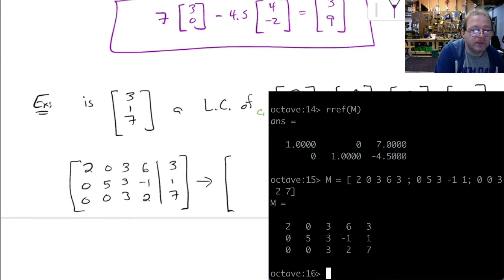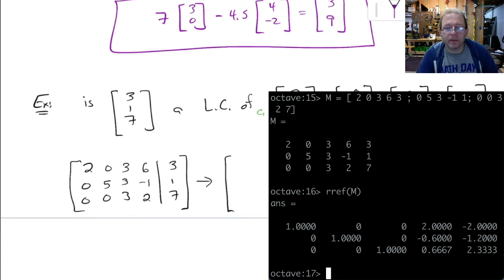So let's see, 2, 0, 0, 0, 5, 0, 3, 3, 3, 6, negative 1, 2, 3, 1, 7. So yeah, that's the correct matrix. Now let's row reduce it and see what we get. Okay, that's not too bad, but let's change that to fractions.